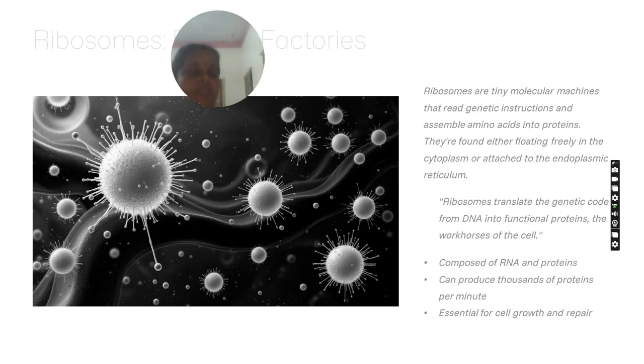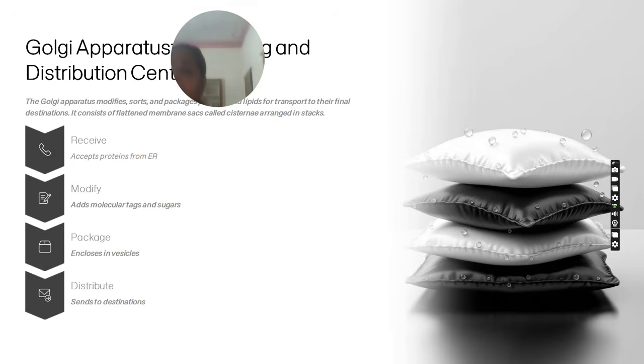Ribosomes, the protein factories. Ribosomes are tiny molecular machines that read genetic instructions and assemble amino acids into proteins. They are found either floating freely in the cytoplasm or attached to the endoplasmic reticulum. Ribosomes translate the genetic code from DNA into functional proteins, the workhorses of the cell. It is composed of RNA and proteins, and it can produce thousands of proteins per minute, essential for cell growth and repair.